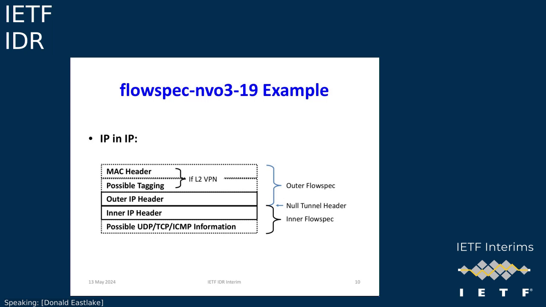So here's an example. This is IP and IP, which is an example where there's a null tunnel header. You've got IP and IP, whatever combination of version 4 and version 6 it might be. There's nothing between them. And you have these provisions where you can match on the outer IP header, depending on if you specify AFI 1 or 2, or if you specify AFI 6, you can match on the L2 headers and then optionally match on the outer IP header. And then you can have an inner flow spec to match on the inner IP header, including the inner things like the UDP or TCP headers and things like that.